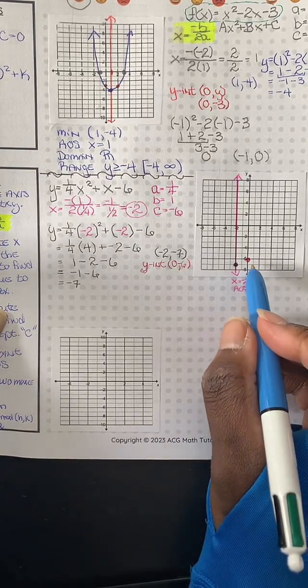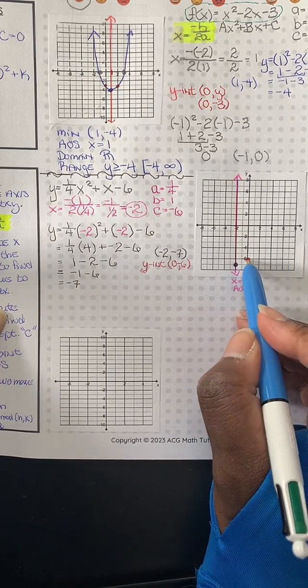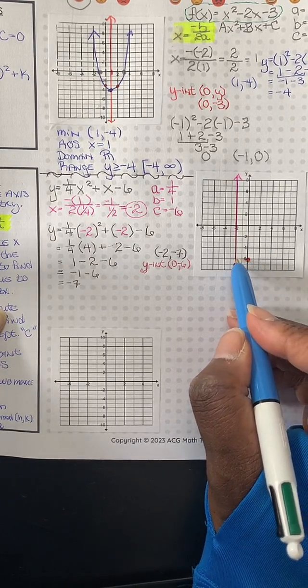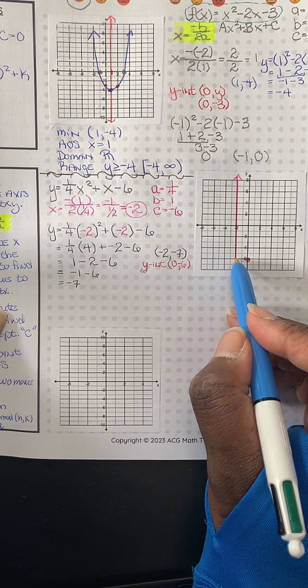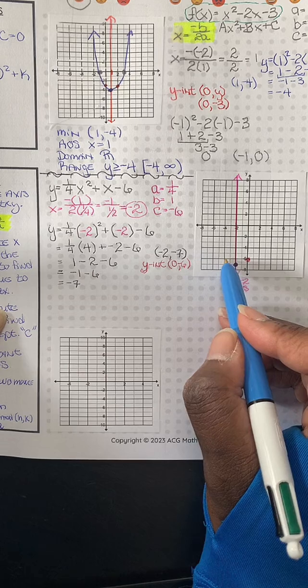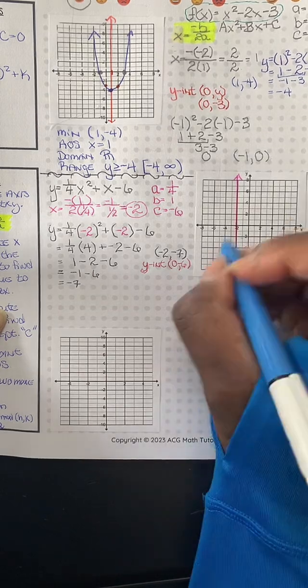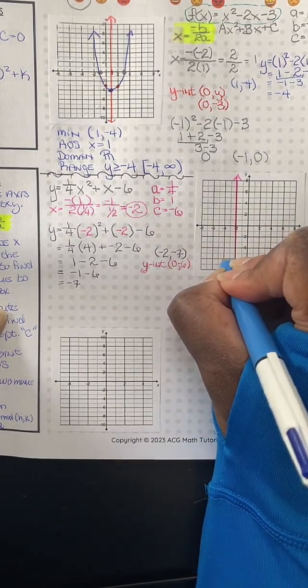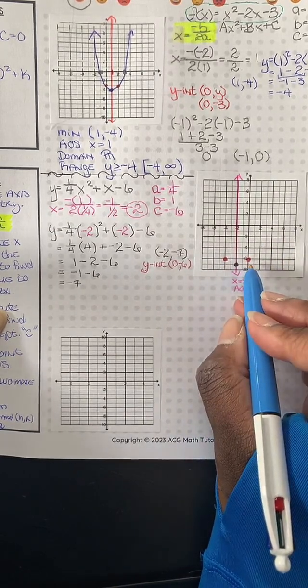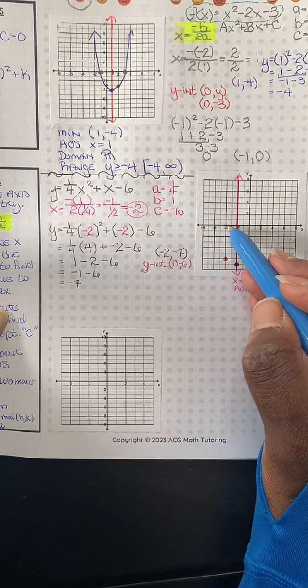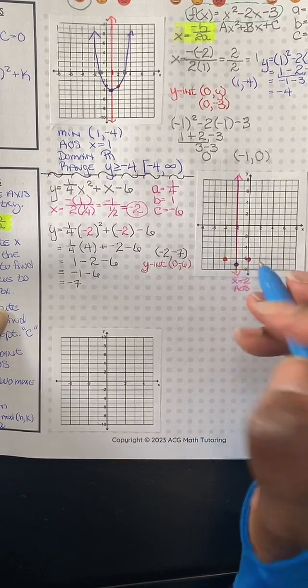So now we have this point, which is 2 units away from that axis of symmetry. So that means we need to find its mirror image, which is 2 units away from the axis on the other side. So that means the mirror image is going to be at -4, -6.